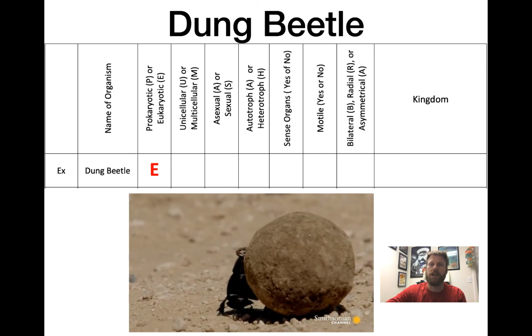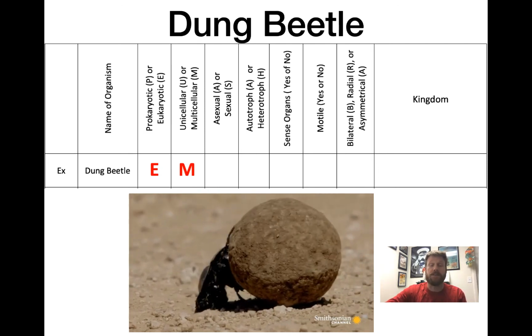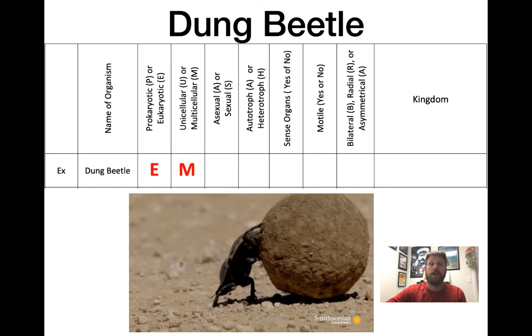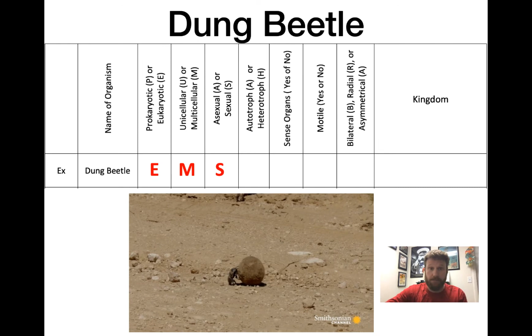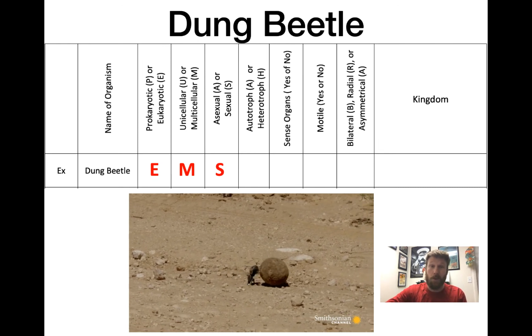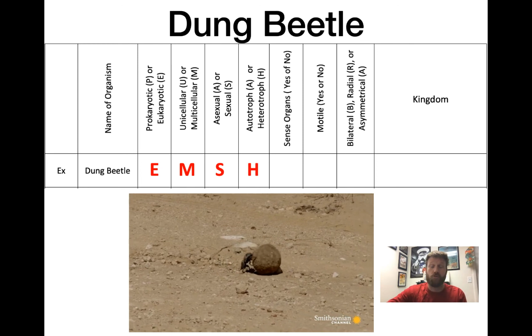They are eukaryotic. There is more than one cell making up that dung beetle, so it is multicellular. Dung beetles, like other beetles, reproduce sexually. That dung beetle eats poo, so it does not make its own food. Therefore, it is a heterotroph.